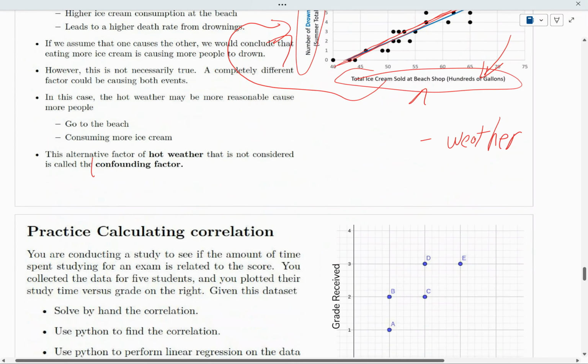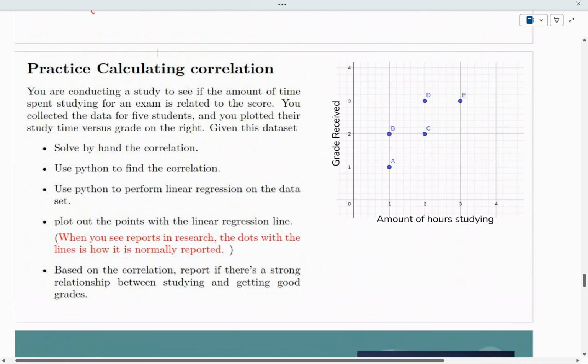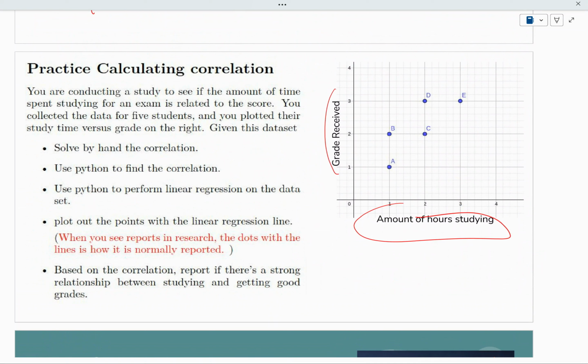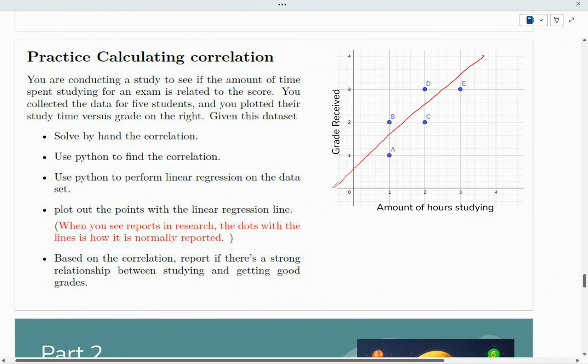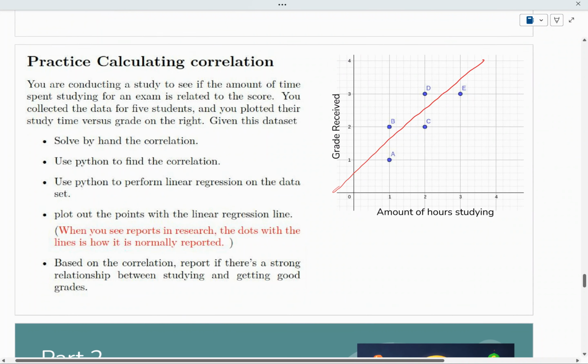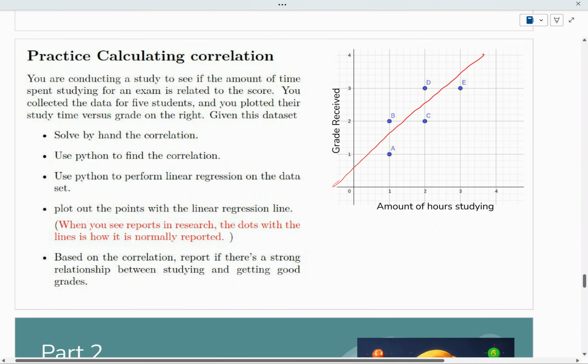Now, let's practice for your next exercise. You're going to conduct a study to see if there's a positive dependency between how much you study and the grade you receive. Try to solve this by hand as much as you can, and then find a correlation using Python. So find a correlation, and then do a quick linear regression to draw the best line possible. This one you can do with sklearn. Right, so that's the final exercise for correlation.